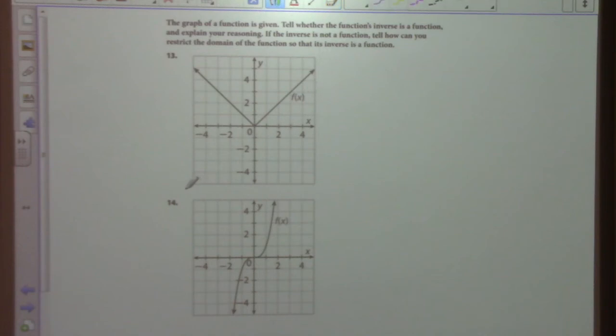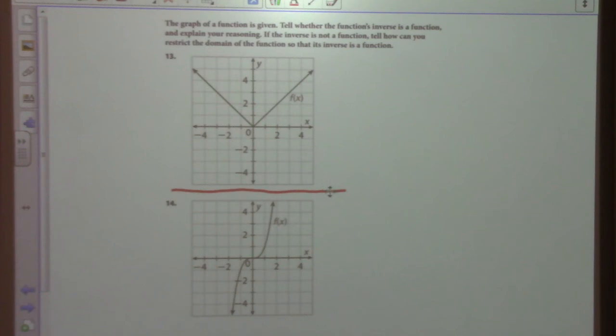Okay, so who said vertical? Bryce says vertical line test, but it's not the vertical line test in this case. It's called the horizontal line test. It's like the vertical line test, except we use the horizontal line test to tell if its inverse is a function. In this case, does this thing pass the horizontal line test or fail? Bill? Fails, right? So that means the inverse of this thing here is not going to be a function.